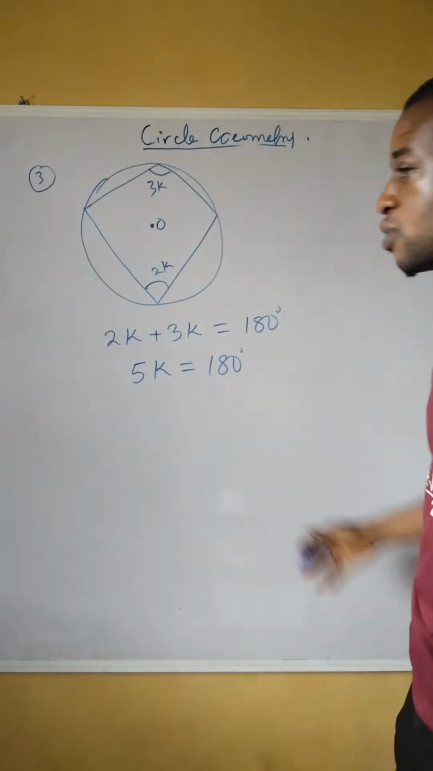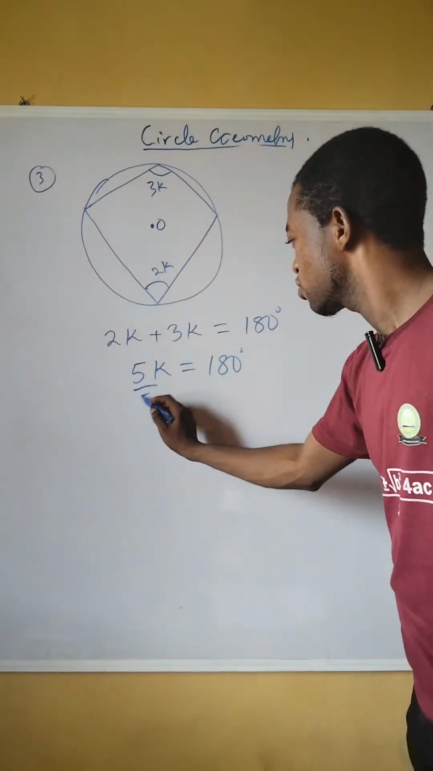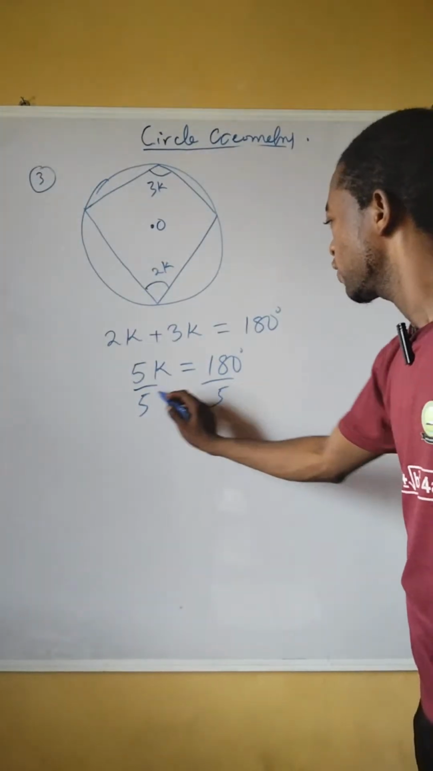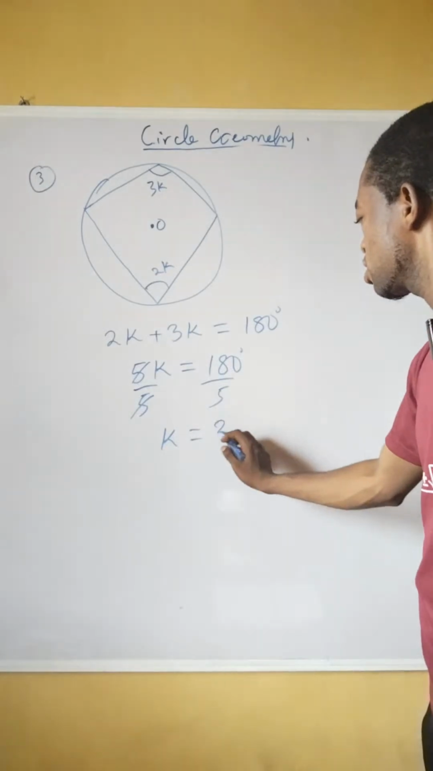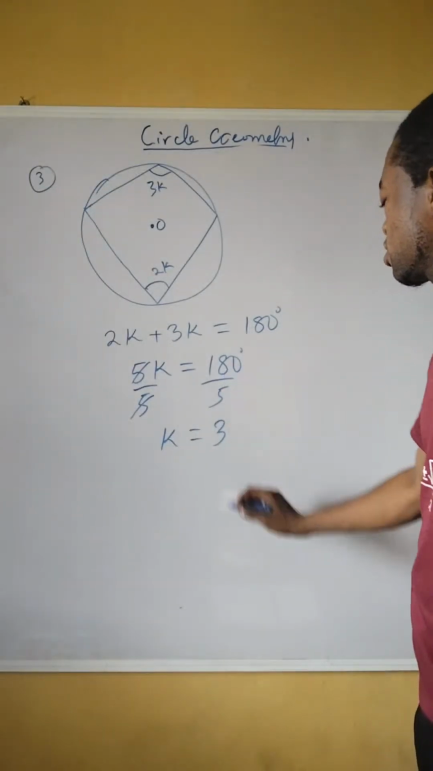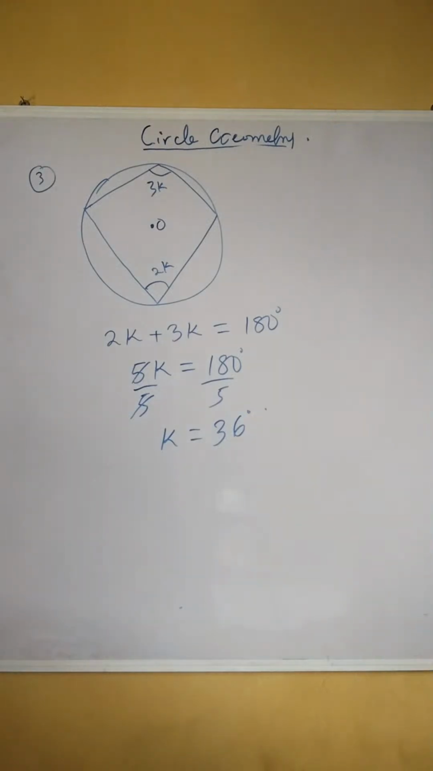So divide both sides by 5 to get k. The 5s cancel each other here. Here k equals 36, right? So that's 36 degrees. We have it like that. So that is what we have in this particular question number 3. All right.